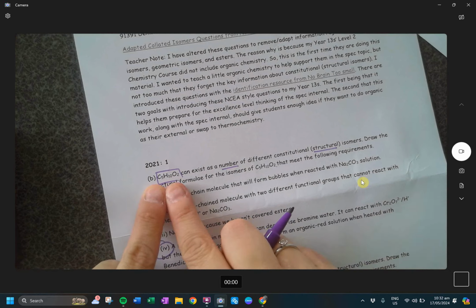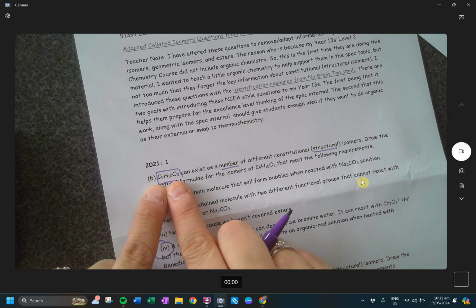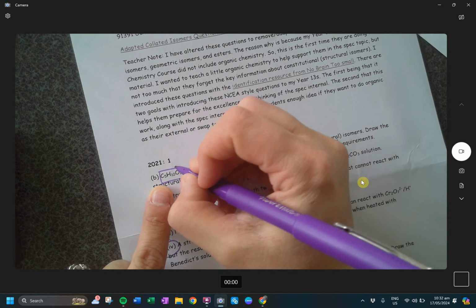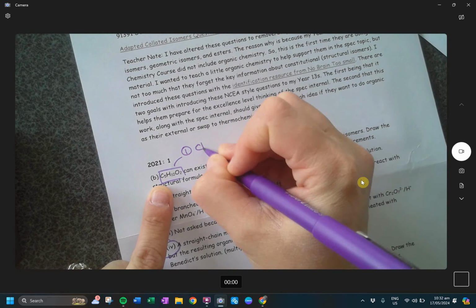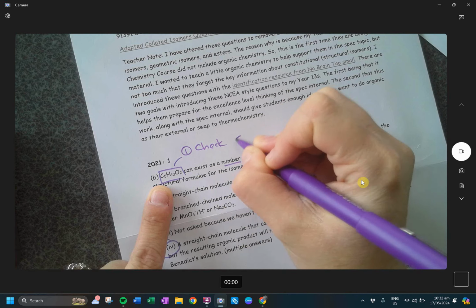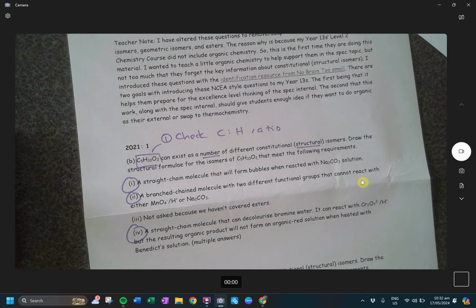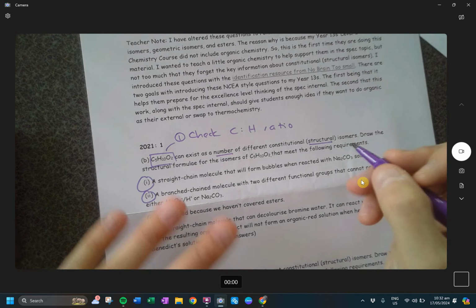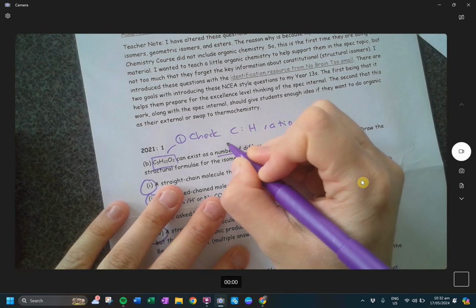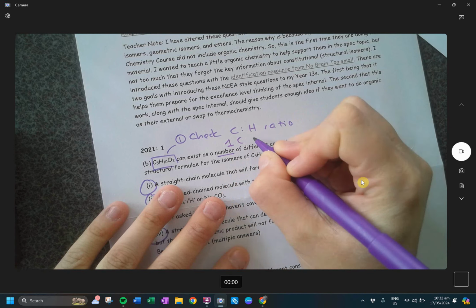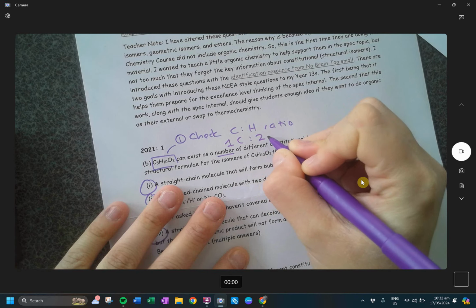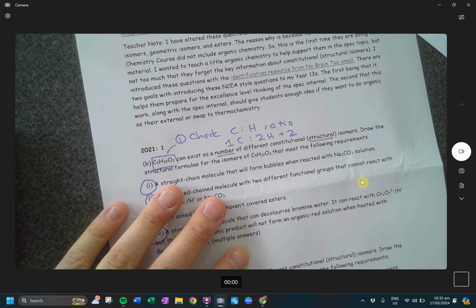All right. Some things that I keep in mind before I even start looking at these questions is I always check the hydrogen to carbon ratio, because that can give me a hint if there's a double bond. So that's what I always do as my first step. 1, check C to H ratio, because it can tell me if there's double bonds or not. If my ratio is, I have for every 1 carbon I have 2 hydrogens plus an extra 2.